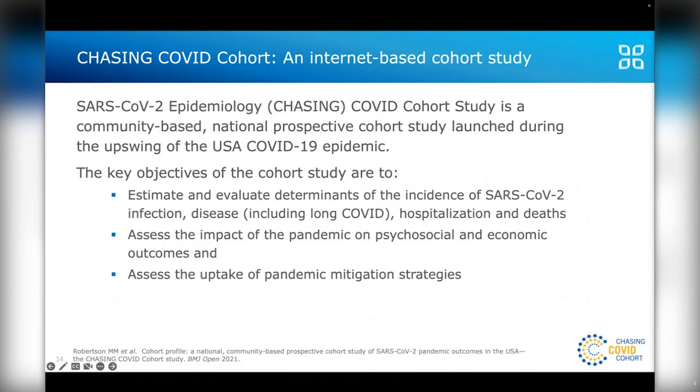the US COVID-19 pandemic. The key objectives were to estimate and evaluate the determinants of SARS-CoV-2 incidence, infection, disease, hospitalizations, and deaths. We also wanted to assess the impact of the pandemic on psychosocial and economic outcomes, and finally, assess the impact of pandemic mitigation strategies on a variety of outcomes, not just those related to COVID.